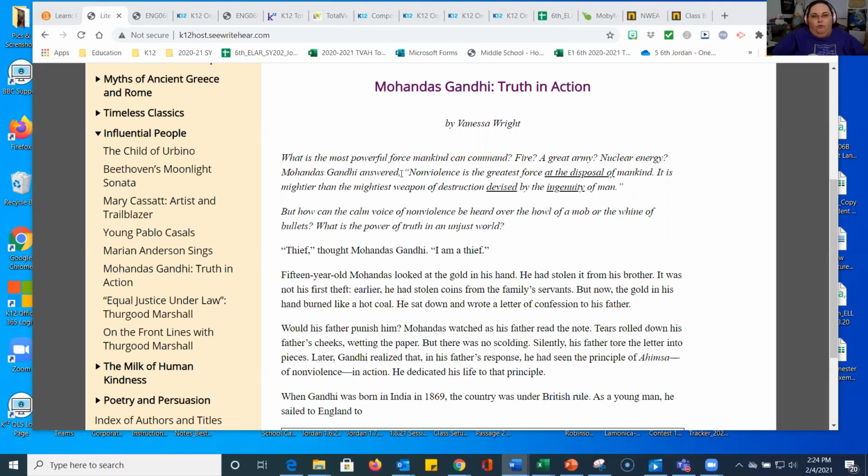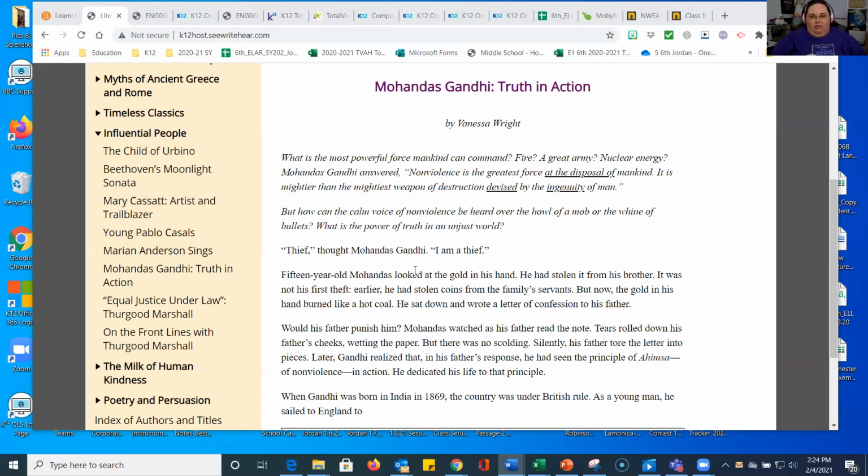What is the most powerful force mankind can command? Fire, a great army, nuclear energy? Mahatma Gandhi answered, "Nonviolence is the greatest force at the disposal of mankind. It is mightier than the mightiest weapon of destruction devised by the ingenuity of man." But how can the calm voice of nonviolence be heard over the howl of a mob or the whine of a bullet? What is the power of truth in an unjust world?